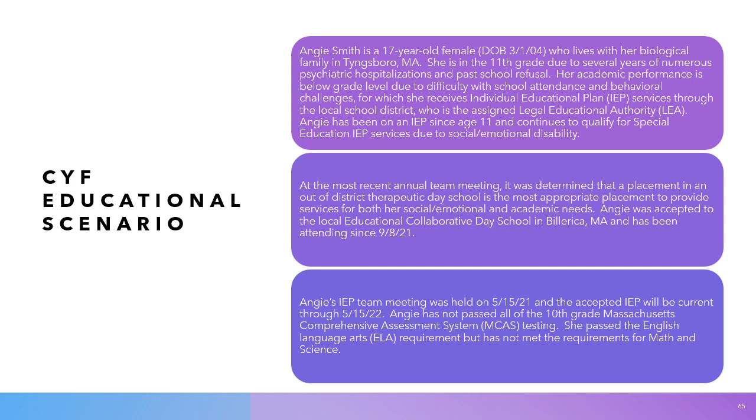Angie has been on an IEP since age 11 and continues to qualify for special education IEP services due to social emotional disability. At the most recent annual team meeting, it was determined that a placement in an out-of-district therapeutic day school is the most appropriate placement to provide services for both her social, emotional, and academic needs. Angie was accepted to the local educational collaborative day school in Billerica, Mass, and has been attending since 9/8/21.